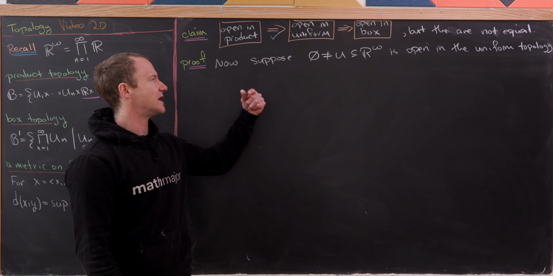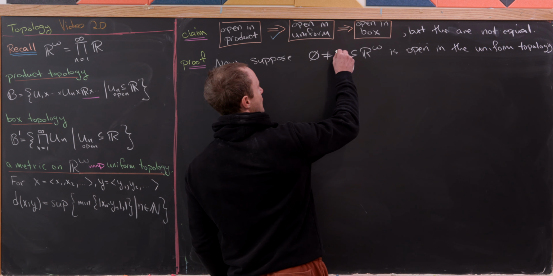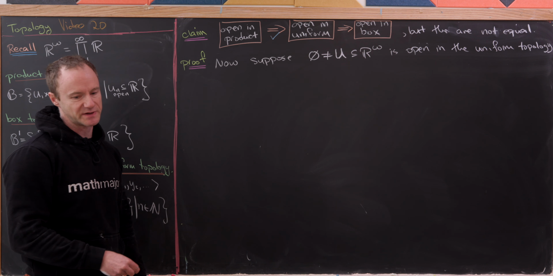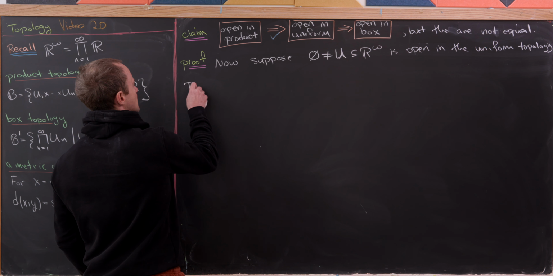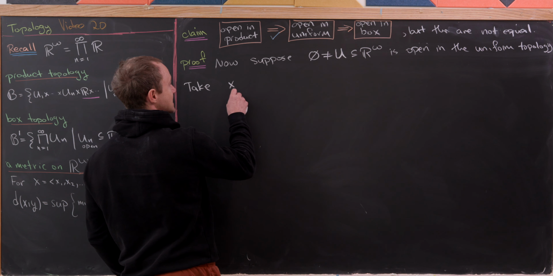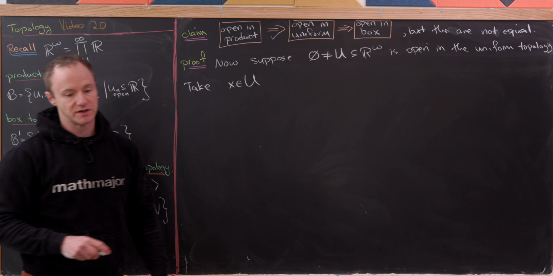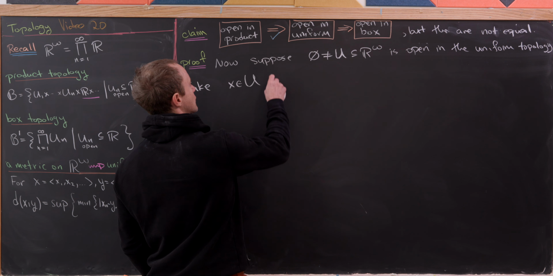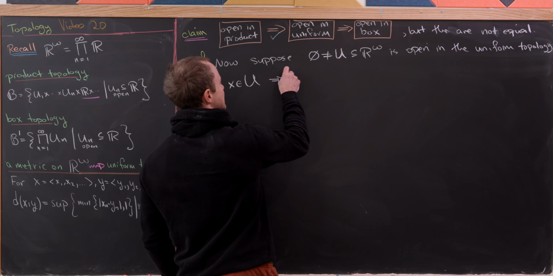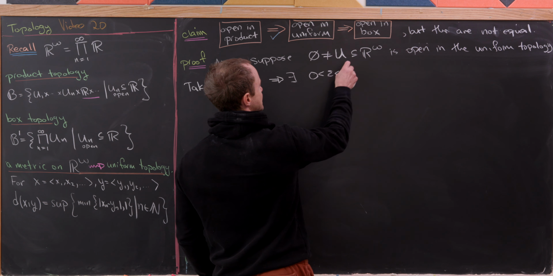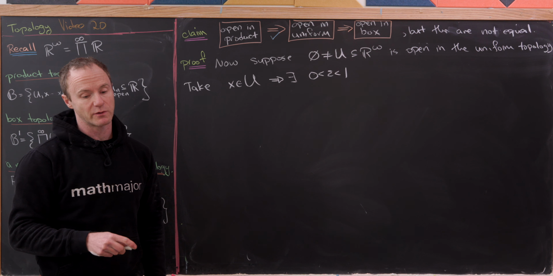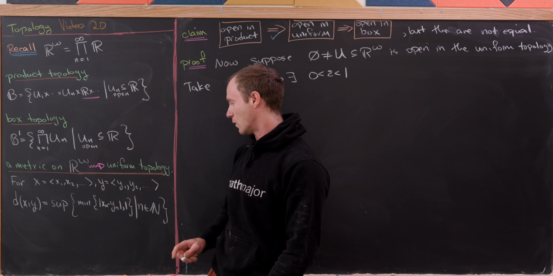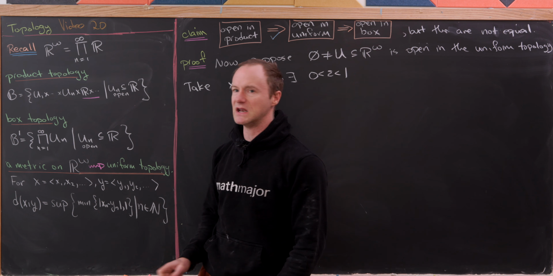So let's say we've got a non-empty open set in the uniform topology. Of course, if we have the empty open set, it's pretty trivial, so we might as well start with a non-empty open set. Okay, so now let's take an x, which is inside of U. And now what we want to do is use the fact that it's open in the uniform topology. So that means that there exists an epsilon, which is between 0 and 1. Well, we can always take it bigger than 0, and there's no harm in taking it less than 1. And that's going to be useful here because of this minimum part with 1.